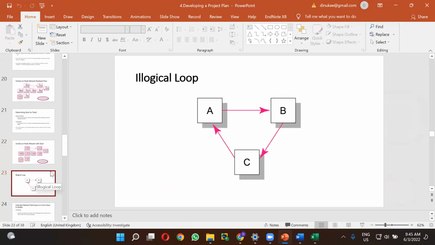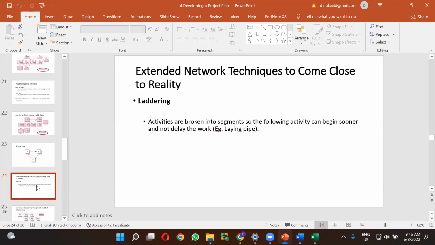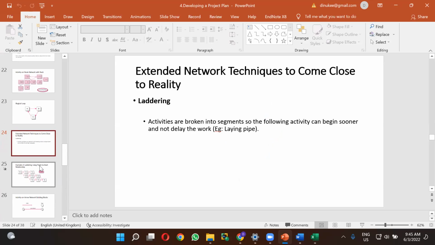So illogical loop, the rules that you have to follow. I have talked about the rules that you have to follow when drawing a project network. So it is explaining what an illogical loop is. Right. So these things, the laddering, I can explain here now.